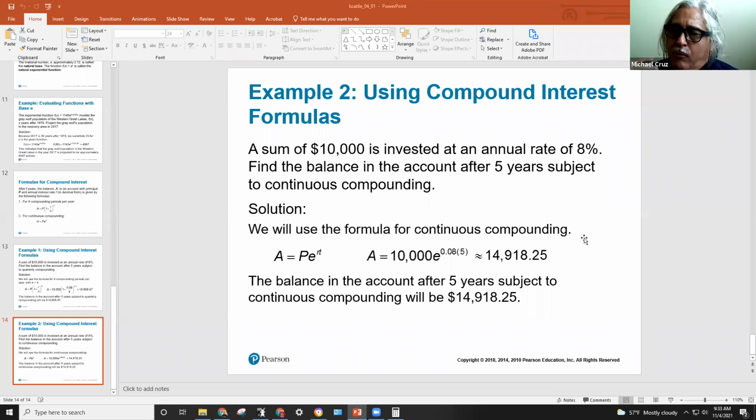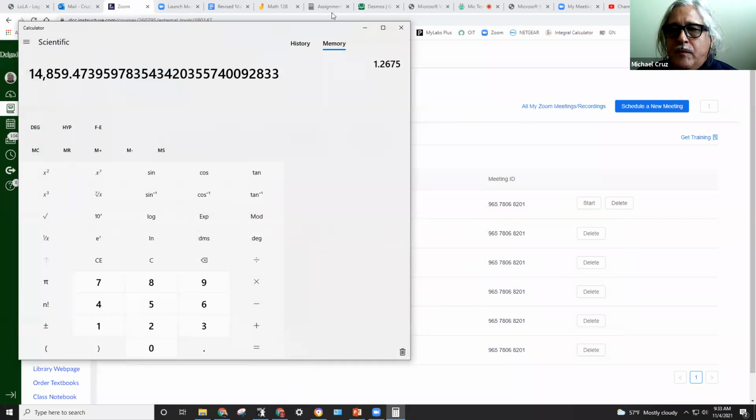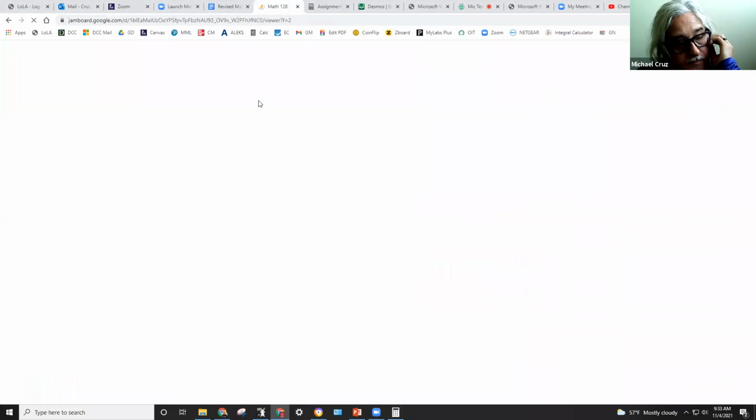Now, I try to make the recordings, and as far as I can tell, I've recorded all of these sessions that we've met. So you can go back and look at it, but you can also catch up using MyMathLab because you got information there. But I'm saying that's the way I see it. Okay, so let's just go to the board and work out some stuff.